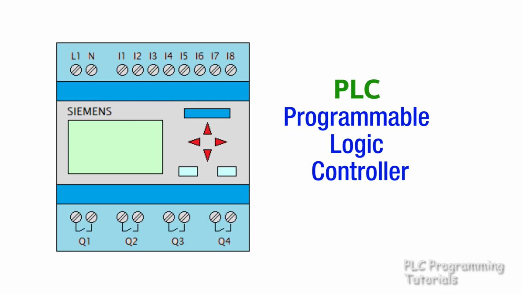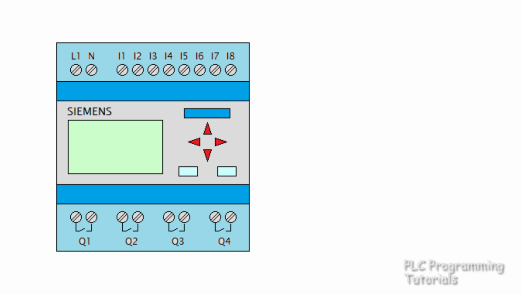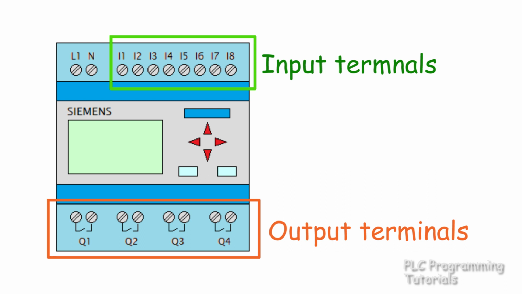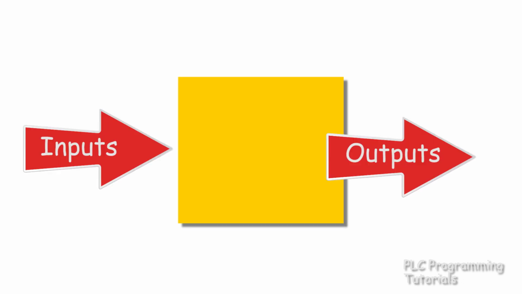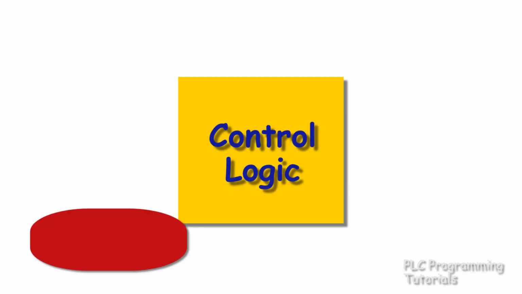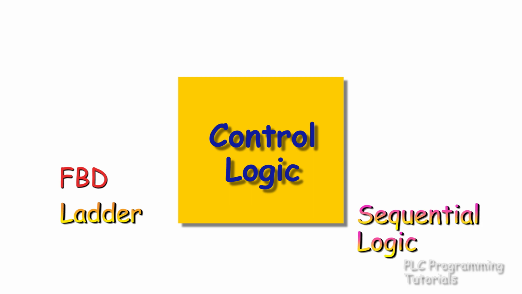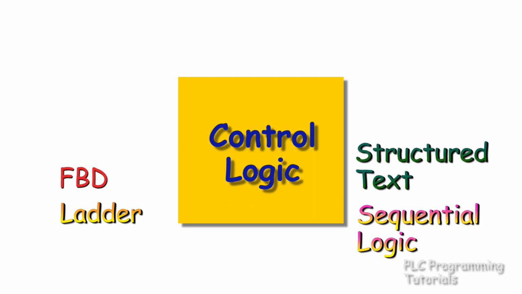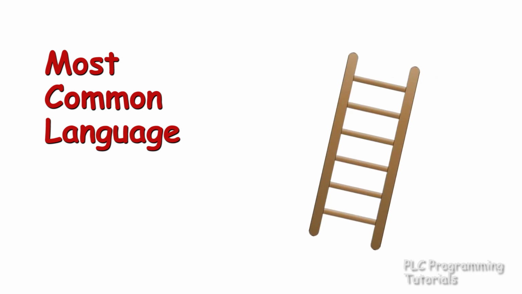As discussed in the previous videos, we know that a PLC is a logic controller which has terminals for inputs and outputs. The relationship between these inputs and outputs is established via control logic. Control logic can be programmed using different programming languages. Some of them are FBD, ladder logic, sequential logic, structured text, etc. Out of these, one of the most commonly used languages is ladder logic.